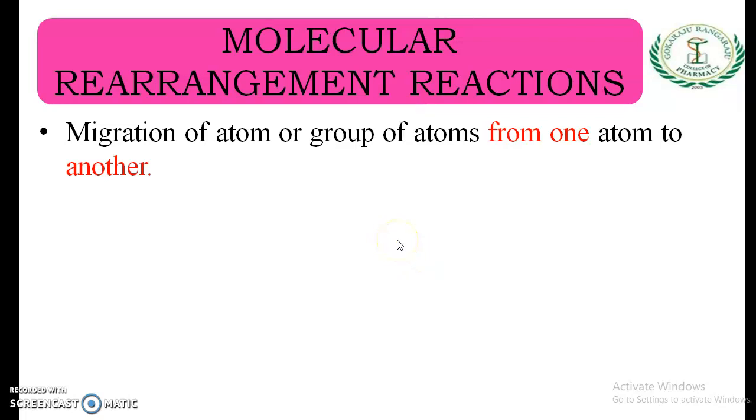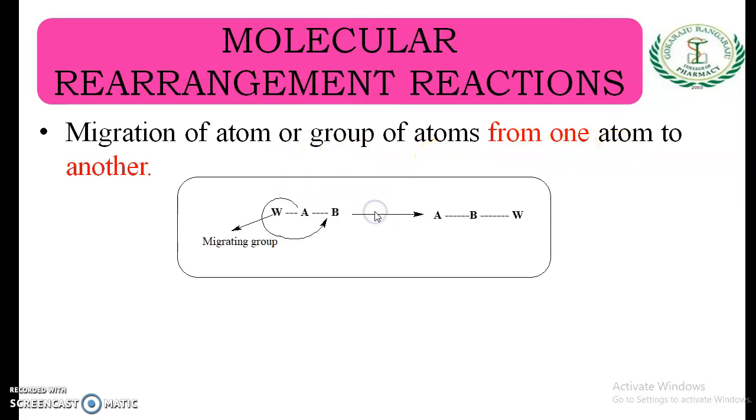So before going to the Beckmann's rearrangement reaction, we'll be learning certain terms, like what is rearrangement. Rearrangement is changing the position. Rearrangement is the migration of an atom or a group of atoms from one atom to another atom, known as migration or rearrangement. So in the example you can see here that W is migrating from A to B.